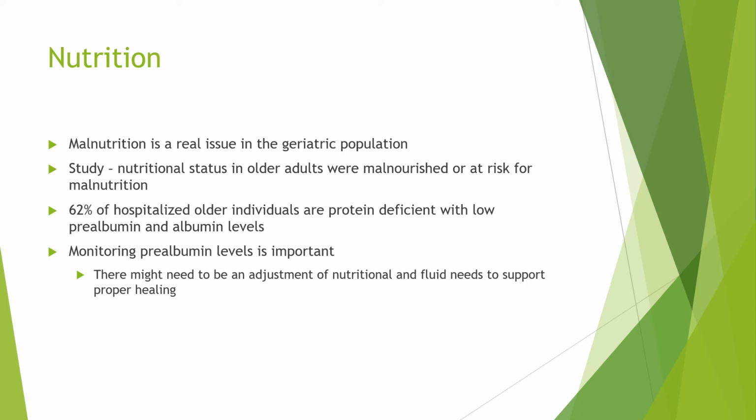Studies show that nutritional status in older adults, where they were malnourished or at risk of malnutrition, is a very high problem that we have with our geriatric population, and something that we need to be mindful of. 62% of hospitalized older adults are protein deficient, with very low prealbumin and albumin levels.